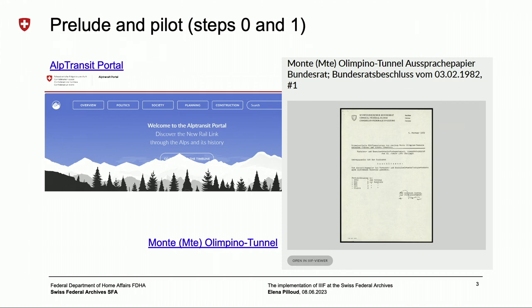The Swiss Federal Archives continued its journey toward the implementation of IIIF the following year. In a first step, we wanted to integrate IIIF in the AlpTransit Portal. This is a website we had published online in 2018 to document the making of the new rail link through the Alps, notably the largest transport project Switzerland has seen for decades. For this, we could benefit from the preceding work of the Swiss Social Archives and the International Institute of Social History in the Netherlands. These two institutes collaboratively developed Archival IIIF. In exchange with the Swiss Social Archives, we could put online our first IIIF presentation of archival files in 2020.